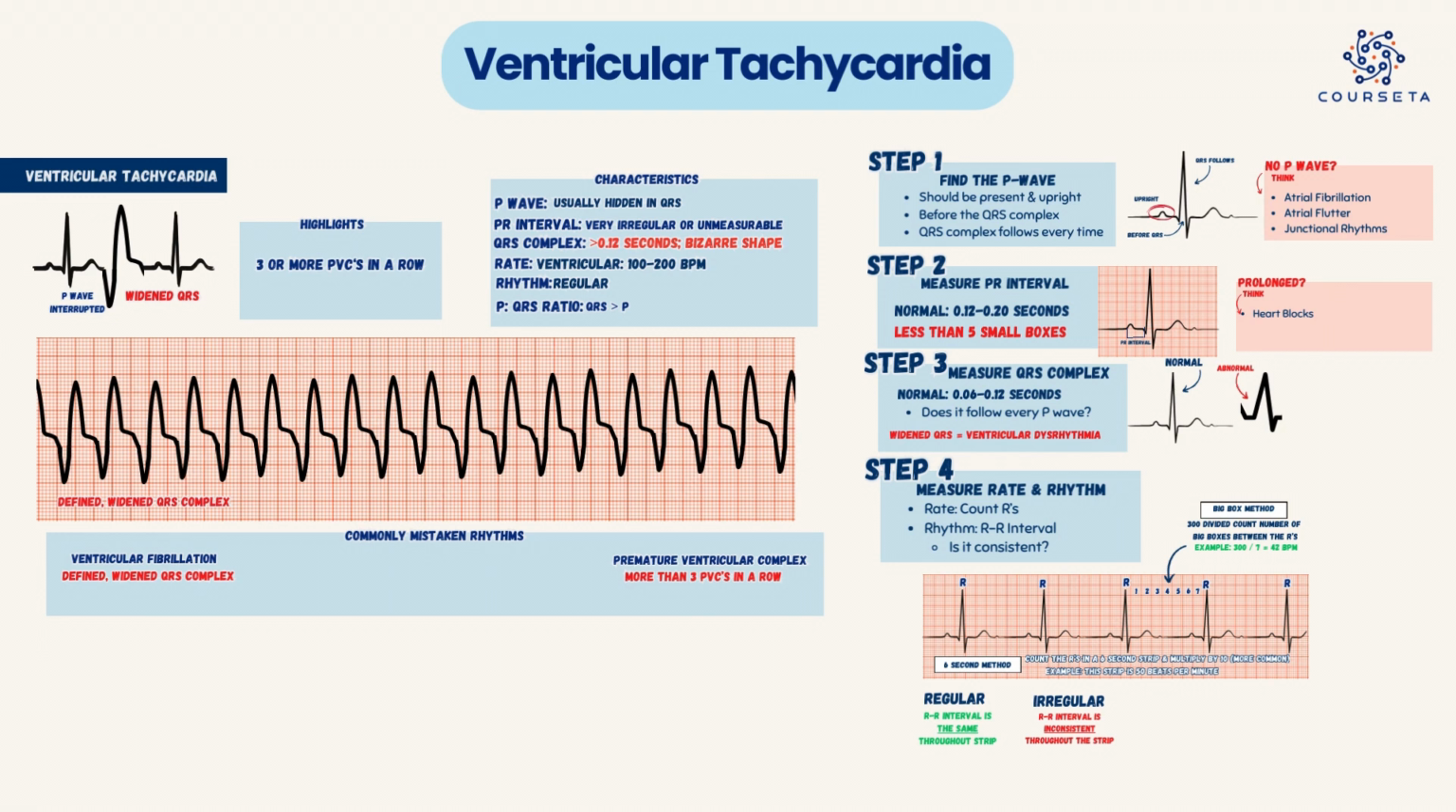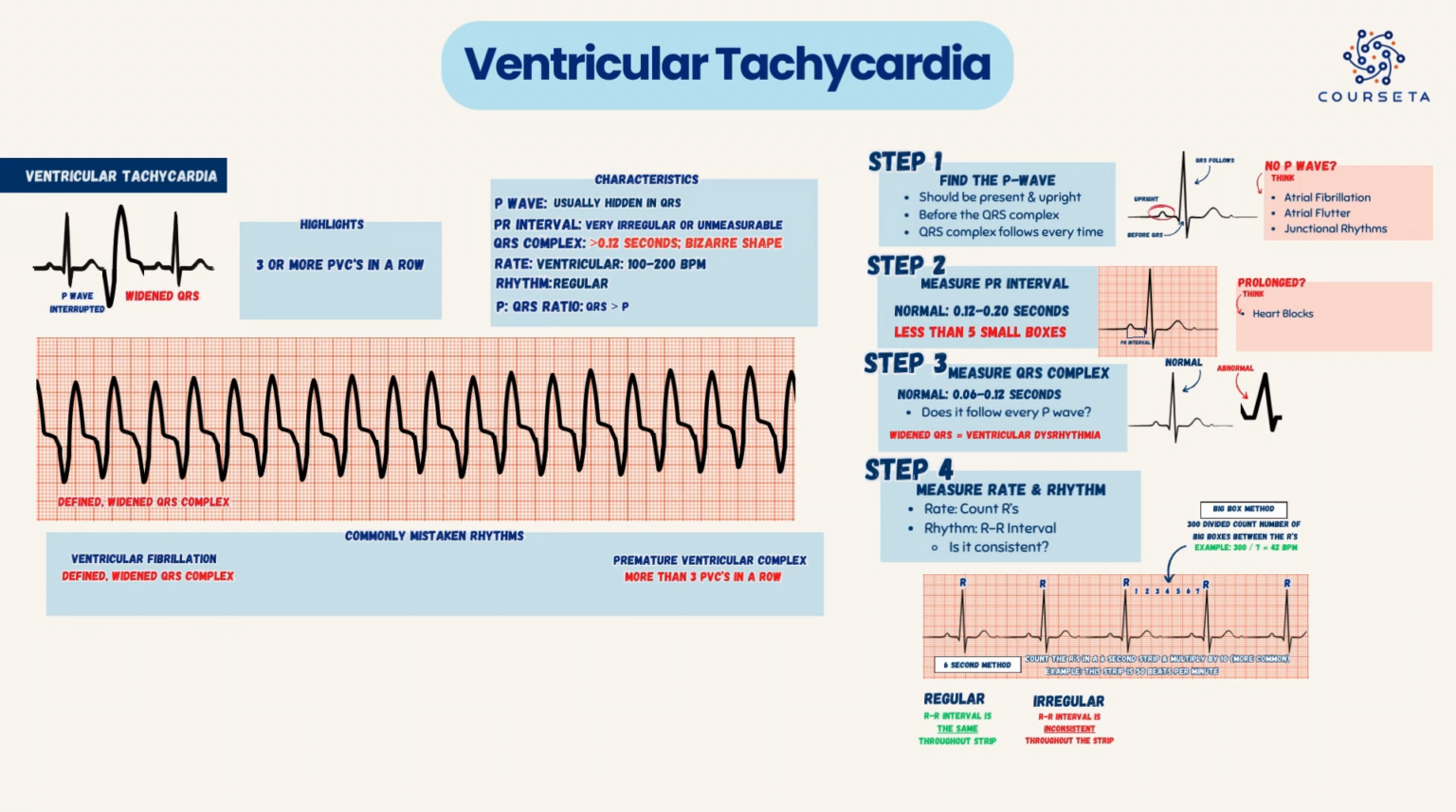So in this case, we do have that. And to measure the rate and the rhythm. In this case, it's not as important to do step number 4 because we know that it's ventricular tachycardia just by the looks of it. But you can measure the rate, of course. That's always a good habit to do your steps no matter what. So if you measure this rate here, you get 180 beats per minute.